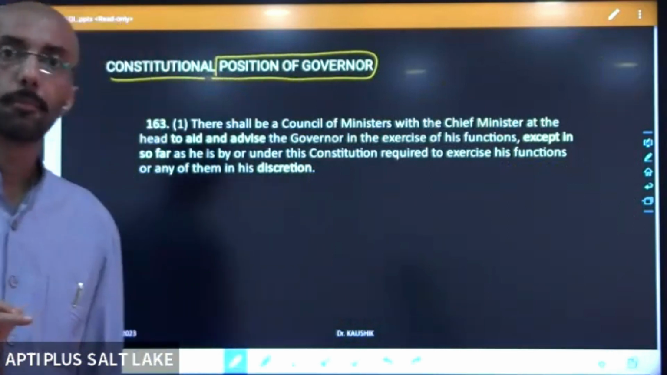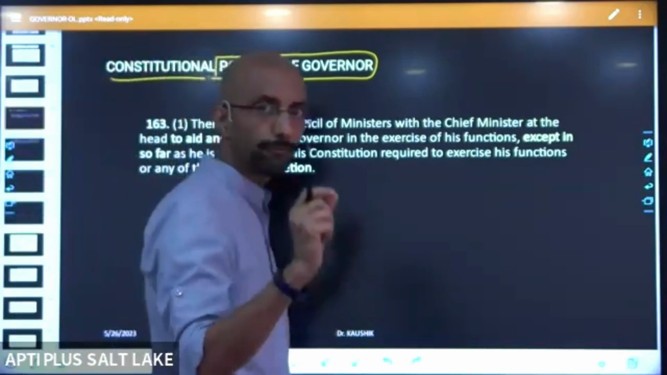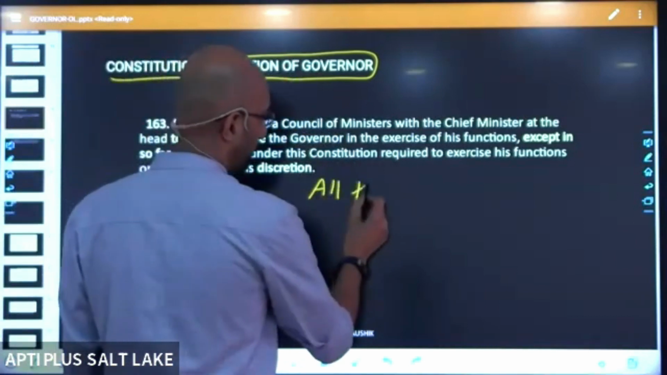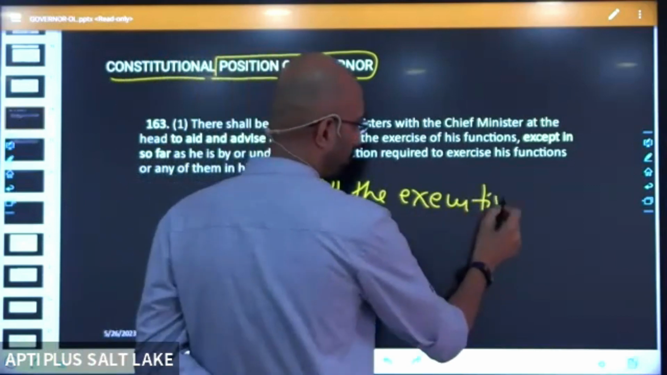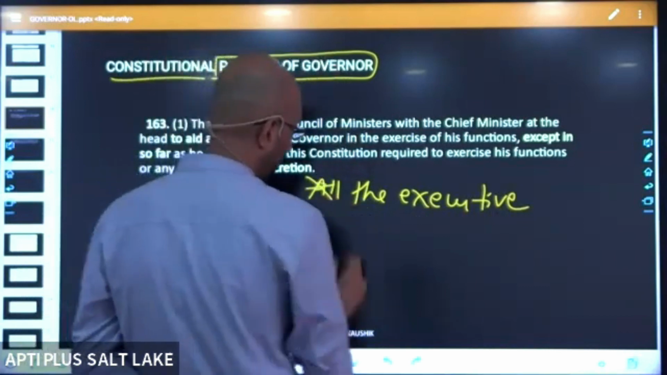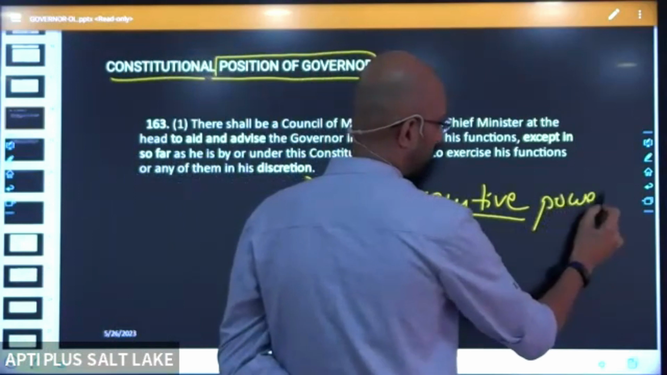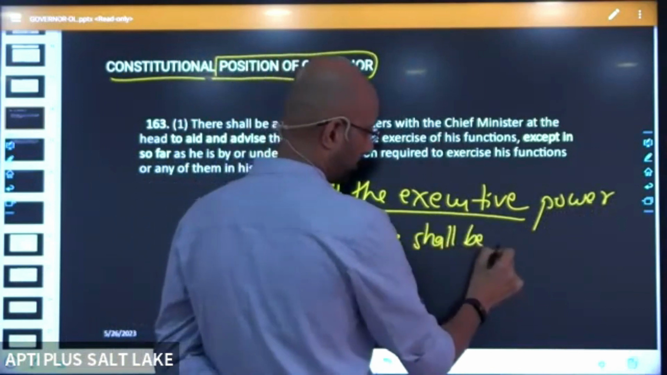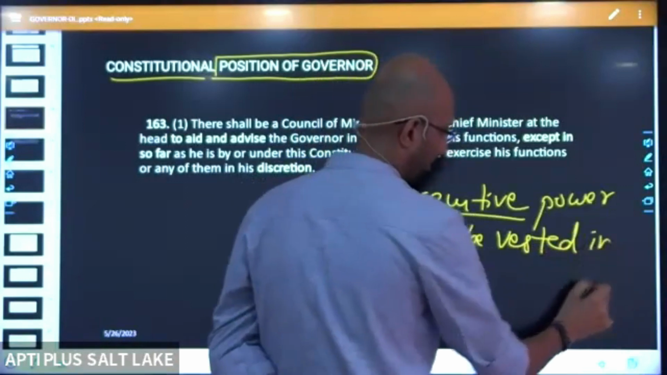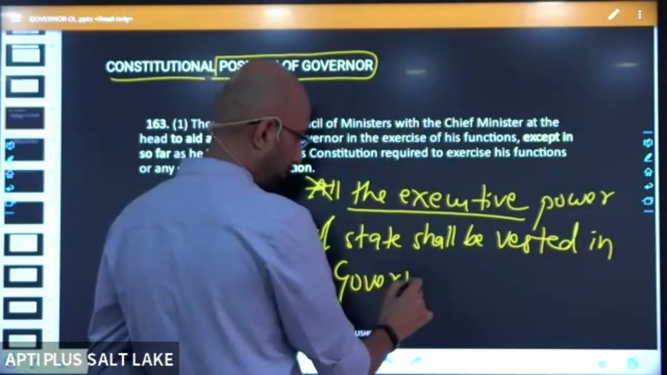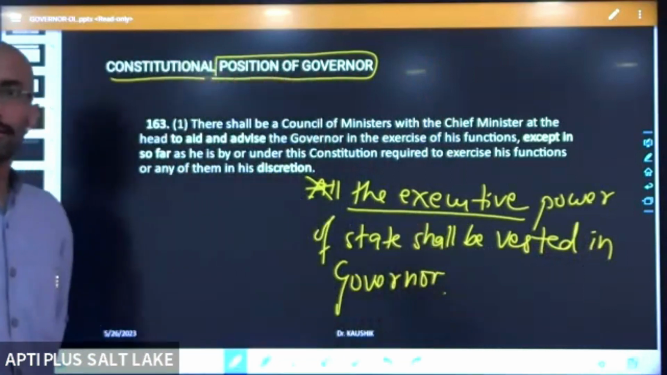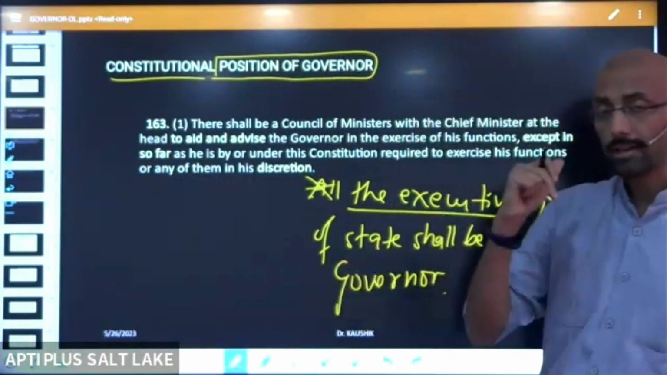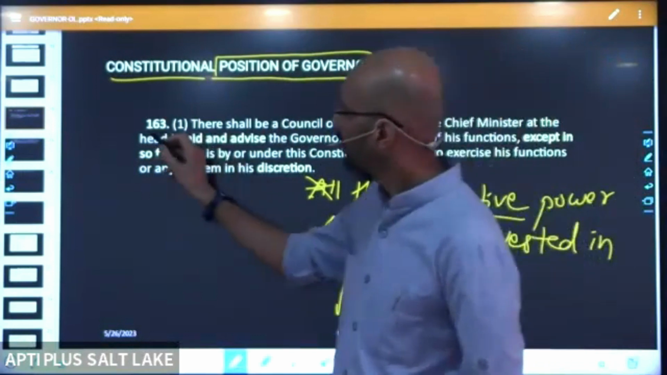Again, remember that on paper, all executive power of state is vested in governor of the state. So the executive power of state shall be vested in governor. Now this is given in the Constitution. But again, like in context of union, we have Article 74. Here we have Article 163.